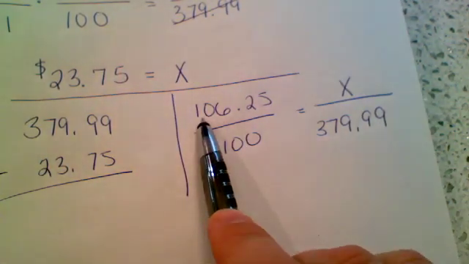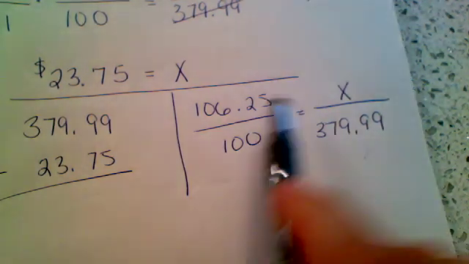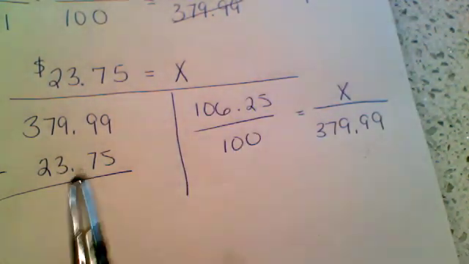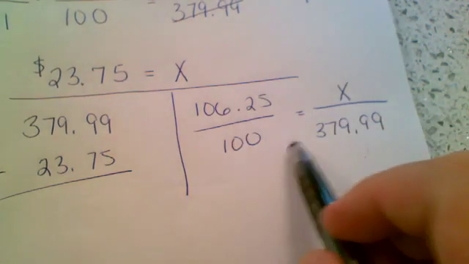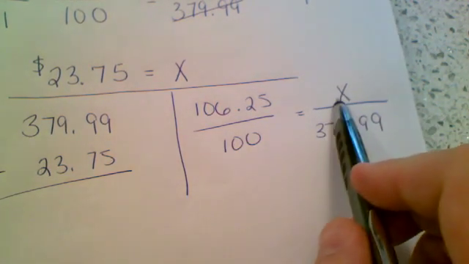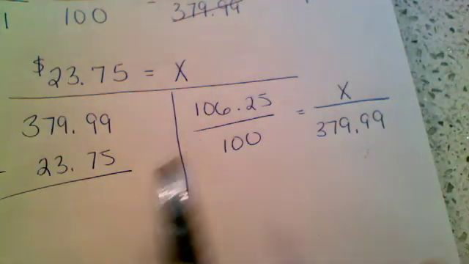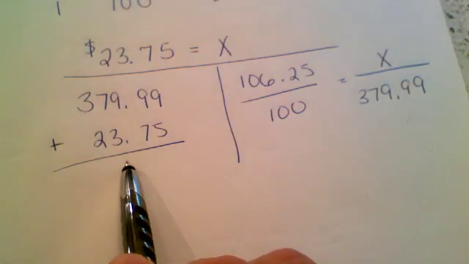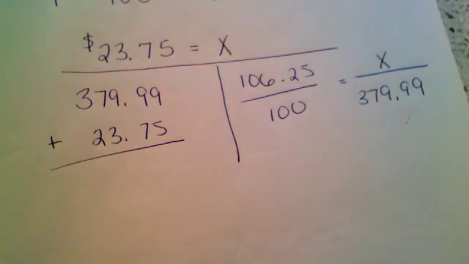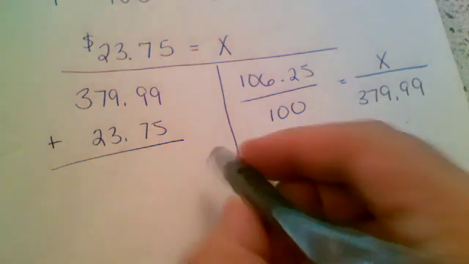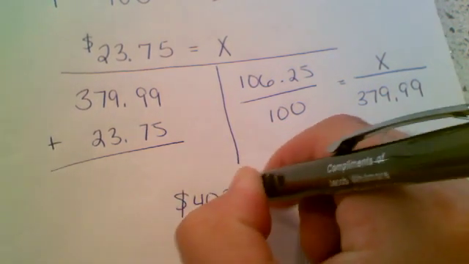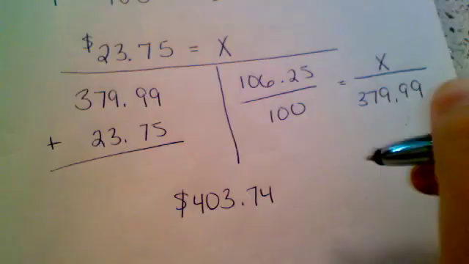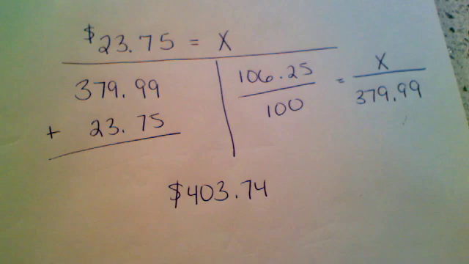So this number, this 100 is the original price, and the 6.25 is the tax added onto it. So when you solve for this, the answer is going to be the price including the tax. That's another option. Here's the original option, which is to add the tax on. That's something we will need to remember, that tax is always being added on. And so we have $403.74.